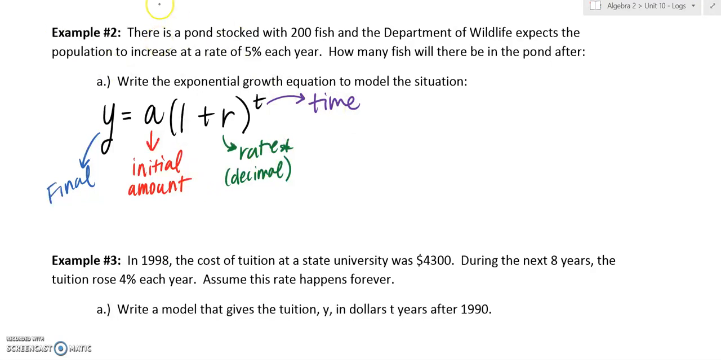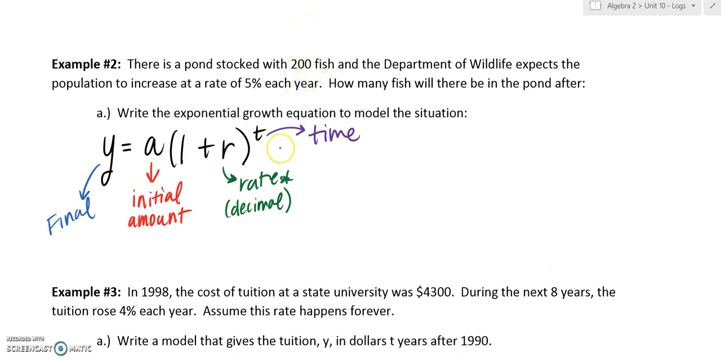We got some numbers. We have a scenario. Let's plug into it. I'm going to back up a second and go back through my pieces here. The first piece says the pond is stocked with 200 fish. That is our initial amount of fish. So that is our A, how many fish we started with. They expect the population to increase, so that would be a growth problem, increase at a rate of 5%.